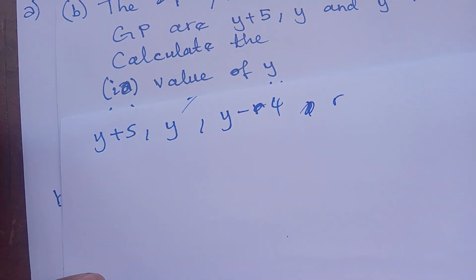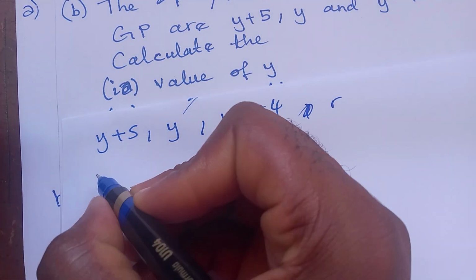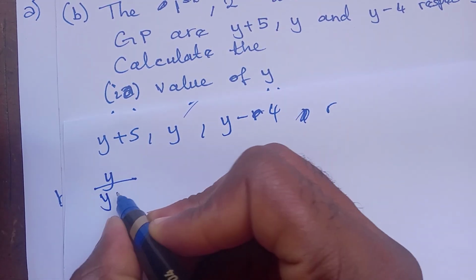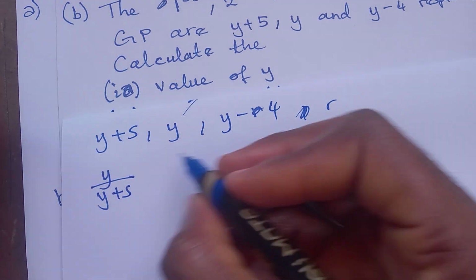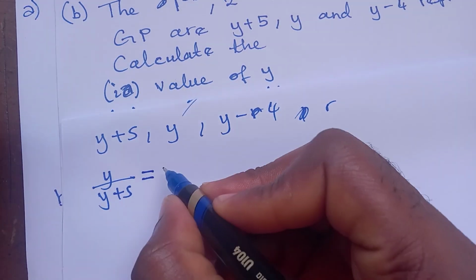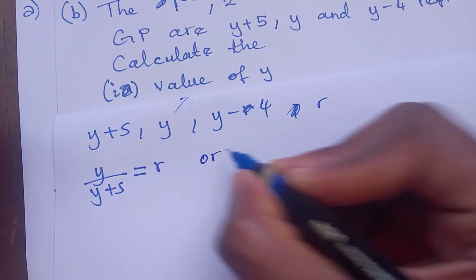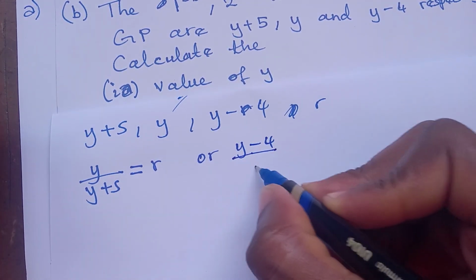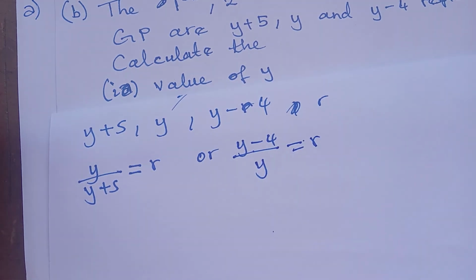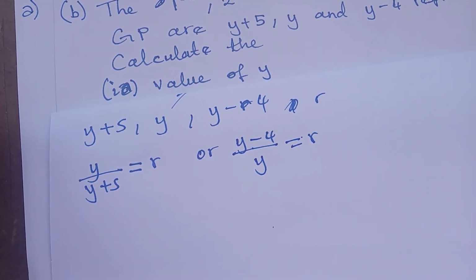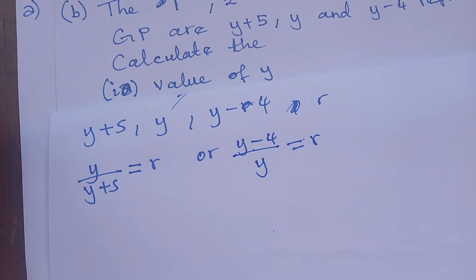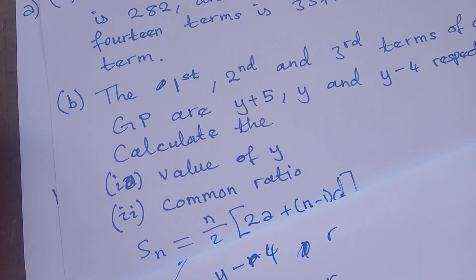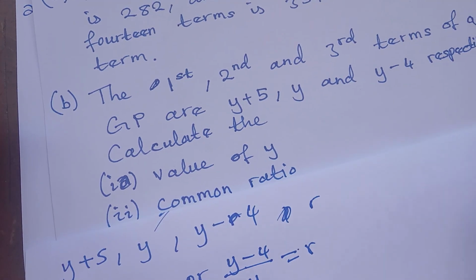So to get that common ratio, you divide. You can say y divided by y plus 5 is equal to r, or you can say y minus 4 divided by y is also equal to r. So using this information, we can easily solve for r and y. The first question wants you to solve for y.